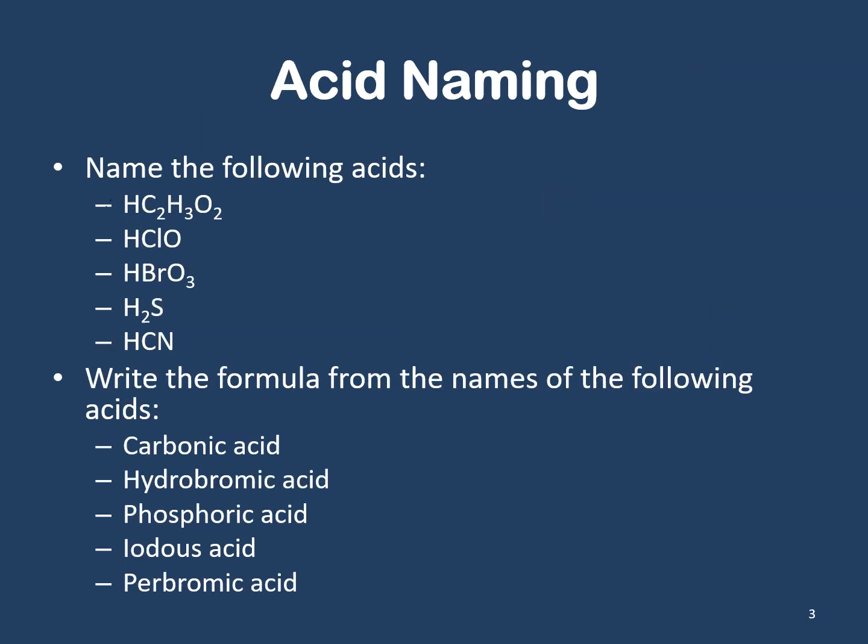Okay, so let's do some practice. We're going to name the following acids, right? So this polyatomic, we need to know what its name is first. This is acetate. And since it's an acid, we're going to take ATE and replace it with IC. So acetate becomes acetic acid.